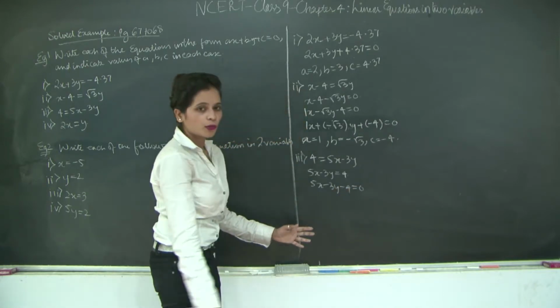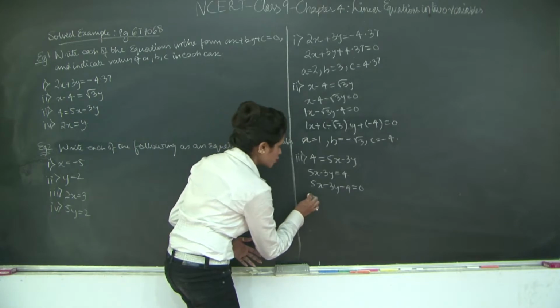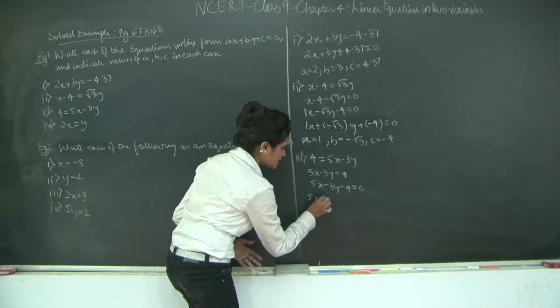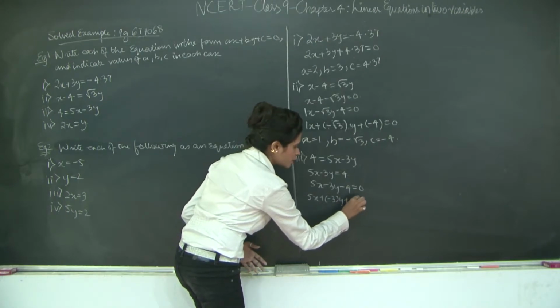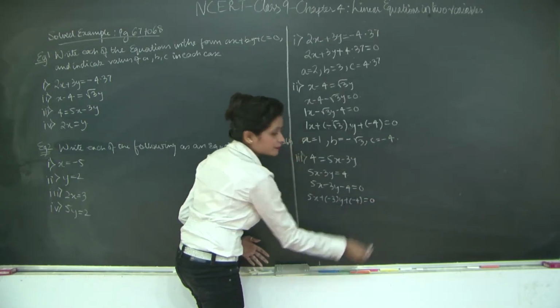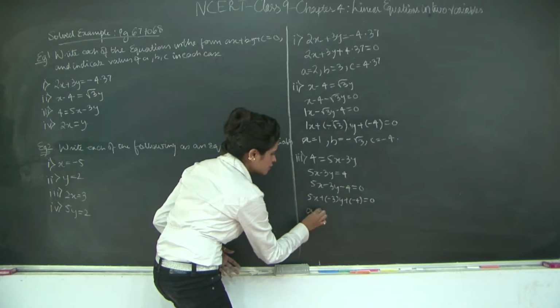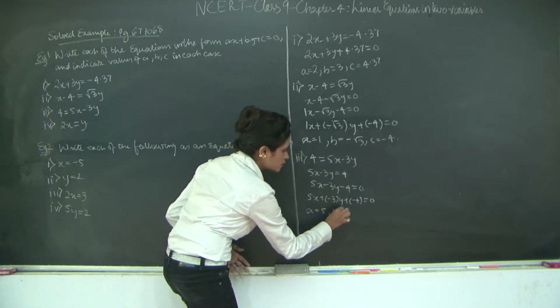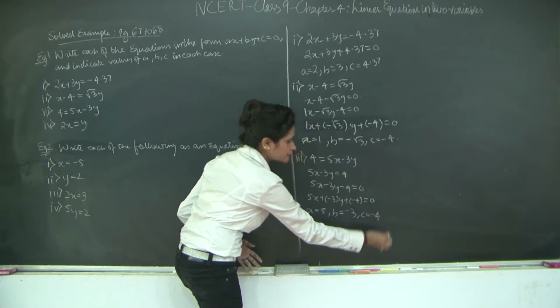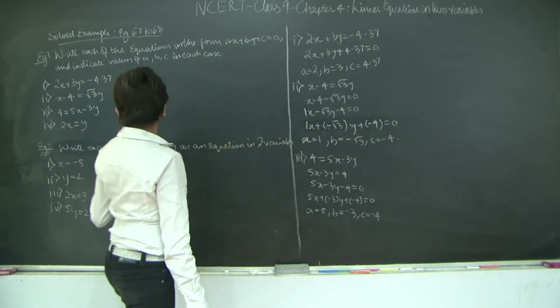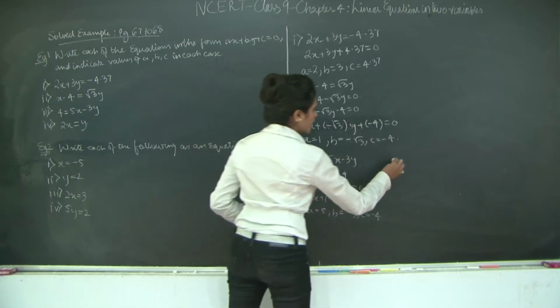So writing it in the form of ax plus by plus c is equal to 0, what do I get? 5x plus minus 3 into y plus minus 4 is equal to 0, right. Therefore a is equal to 5, b is equal to minus 3 and c is equal to minus 4. Correct. The fourth one, 2x is equal to y.